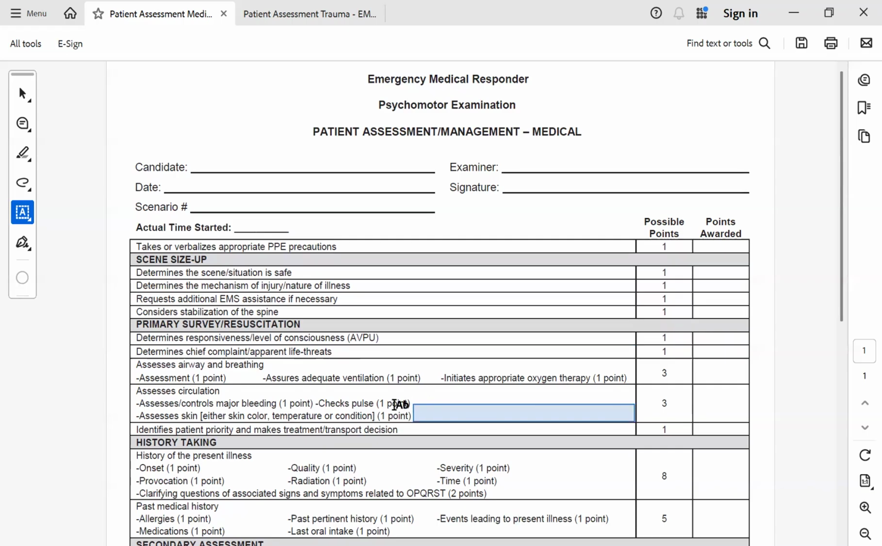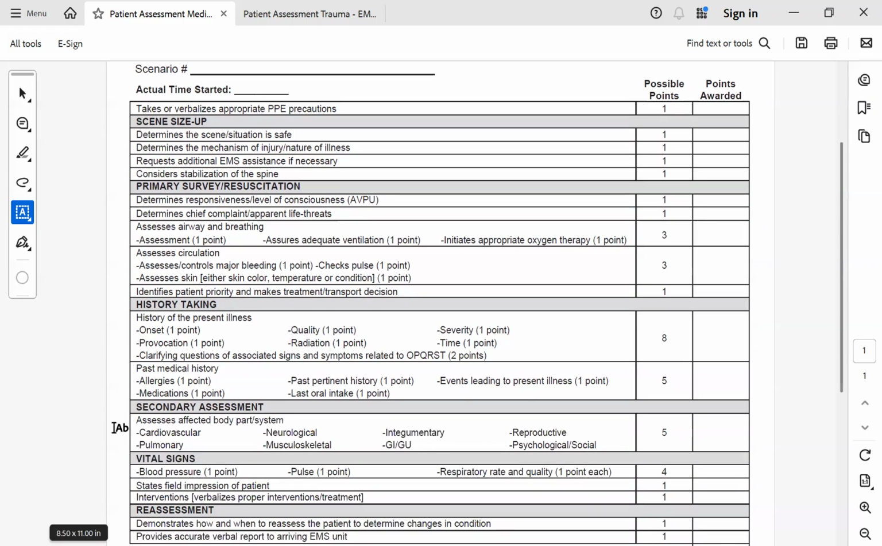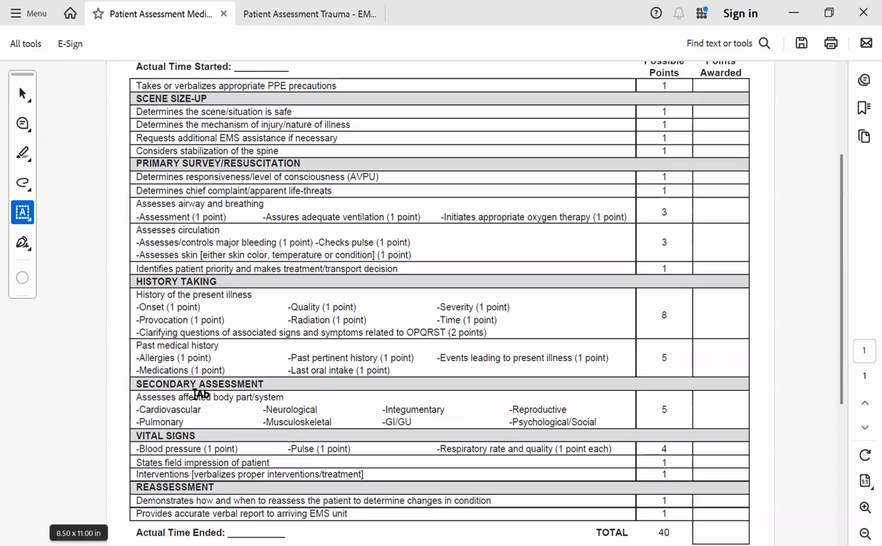Then we move to circulation, which is controlling any major bleeding that you see that might not be this life-threatening, assessing their skin color, temp, condition, checking their pulse, rate, and quality, and then identifying a treatment decision, like a transport decision. So do we need to start packaging them up and getting ready to go or not? Can we stay and play around a little bit? The next chapters that we're getting into are history taking, secondary assessment, vital signs, and then doing a reassessment.